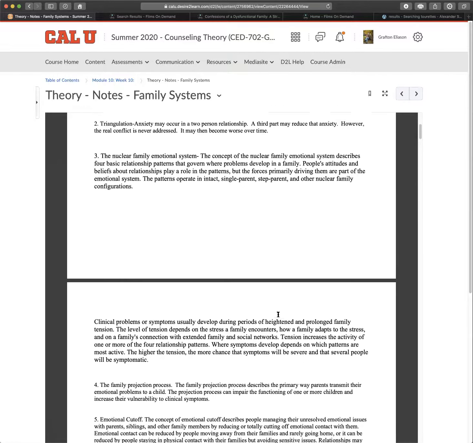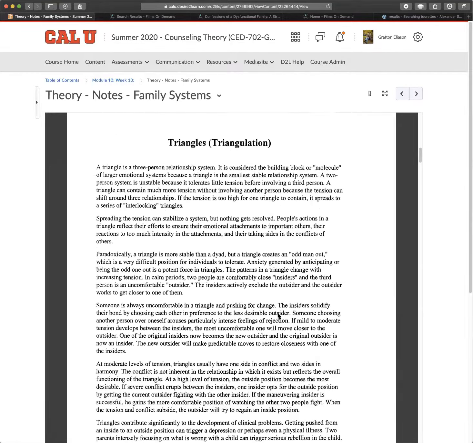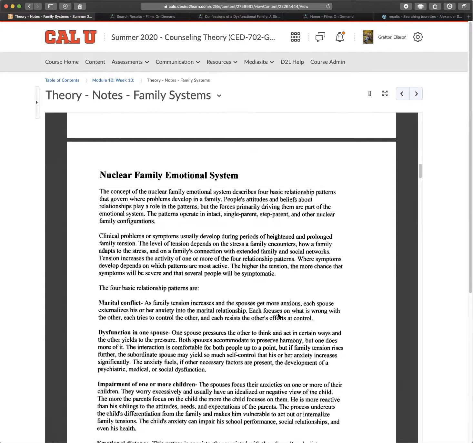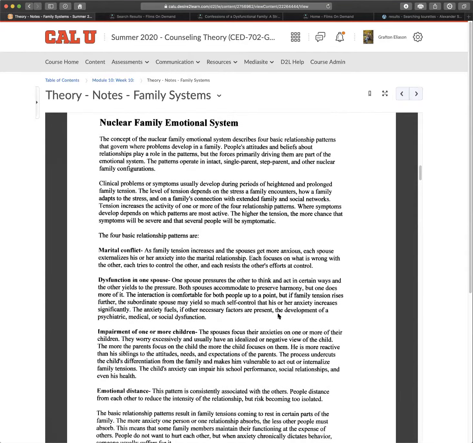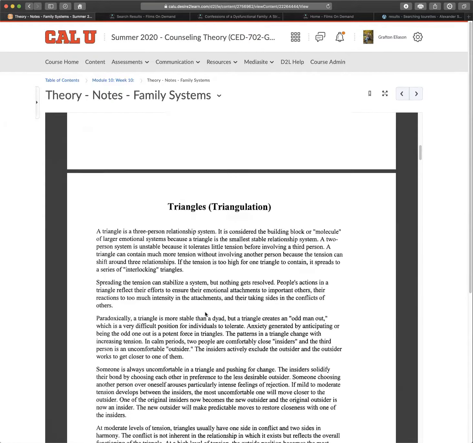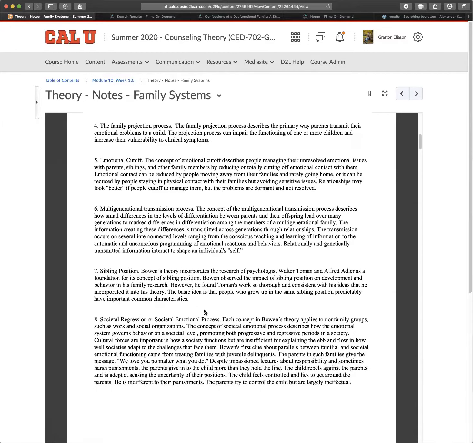This is, of course, the concept of the nuclear family emotional system, which describes 4 basic relationship patterns. Now, I gave you an entire separate sheet on triangulation and the nuclear family emotional system. It talks about those 4 things separately: marital conflict, dysfunction in one spouse, impairment of one or more children, and emotional distancing. So read through those extra sheets that I gave you.